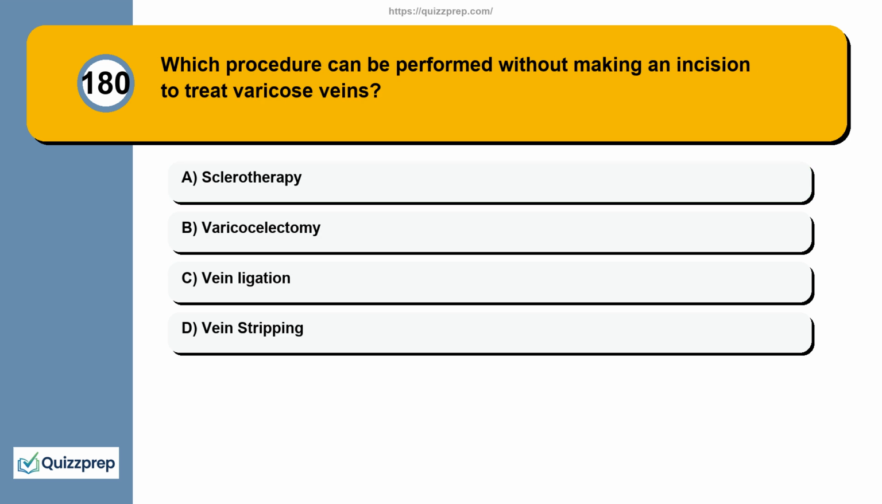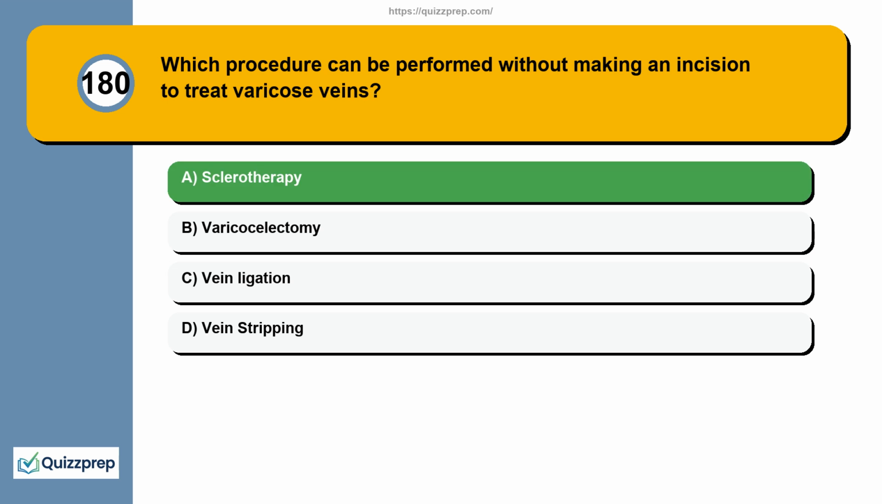Question 180. Which procedure can be performed without making an incision to treat varicose veins? Option A, sclerotherapy. Option B, varicocelectomy. Option C, vein ligation. Option D, vein stripping. The correct answer is option A, sclerotherapy.